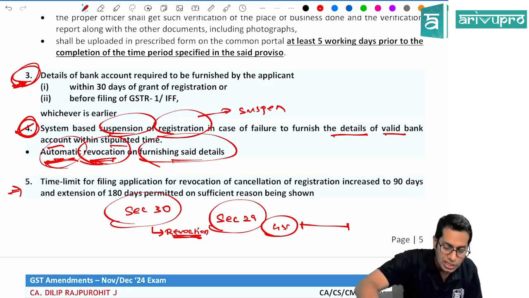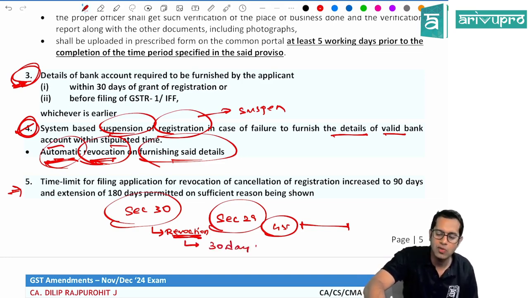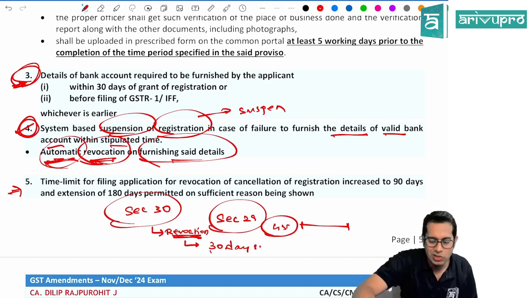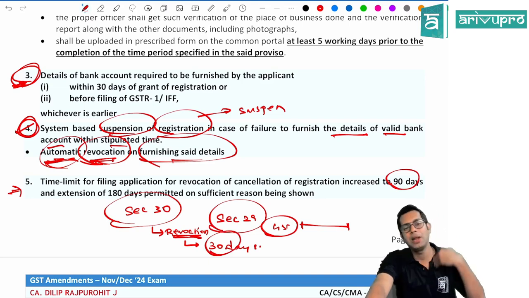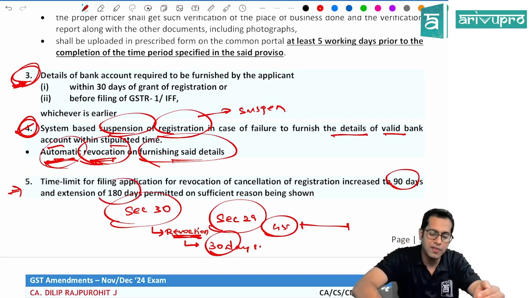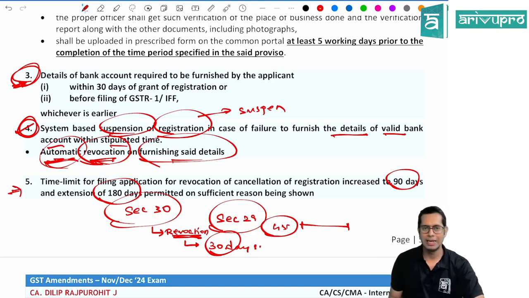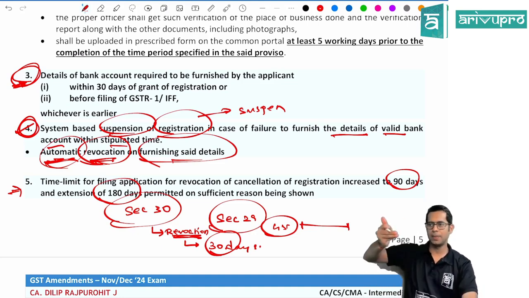Before, the time limit for applying for revocation was within 30 days. I had to apply for revocation within 30 days. Now, this 30 days has been replaced by 90 days. I can apply for revocation within 90 days, which can be further extended up to 180 days.